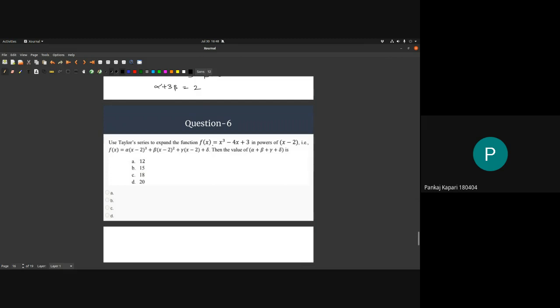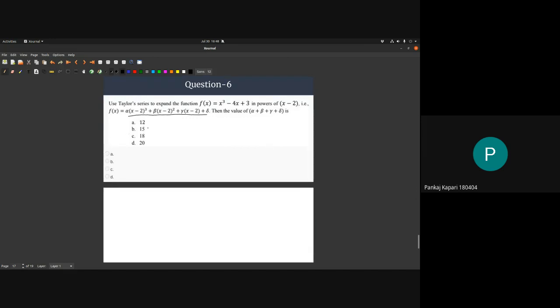The function is actually a polynomial, but you have to expand it, or write its Taylor series about 2. Basically, you have to write it in this particular form, and then find the value of alpha plus beta plus gamma plus delta. So you have to find the sum of all the coefficients of this new polynomial, which is in terms of the powers of x minus 2.